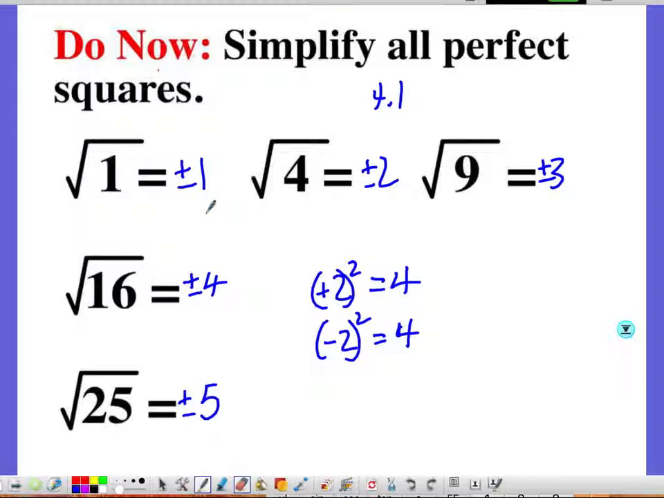And so whenever you take the square root of anything, your answer will always have a positive and a negative. And so we call this plus or minus 1, plus or minus 2, plus or minus 3, and so on. Whenever you take the square root, you always have the symbol plus or minus.